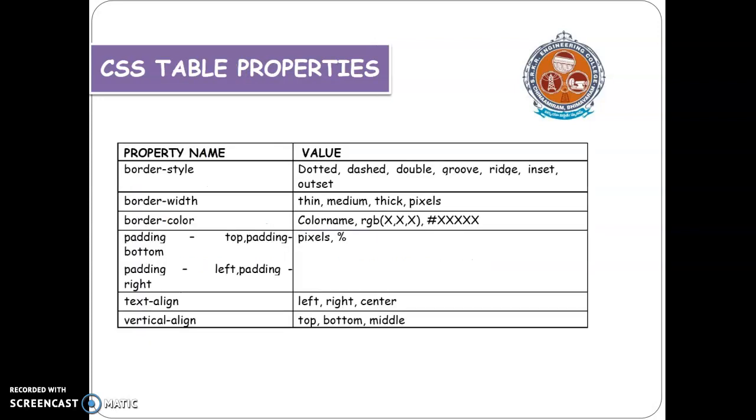Table properties. In table properties, I have border-style: dotted, dashed, double, groove, ridge, inset, outset. Border-width: thin, medium, thick, and also we are giving the size in pixels. Border-color: we directly give the color name, or sometimes we give hexadecimal. And padding-top, padding-bottom, also we are giving in pixels. Text alignment: left, right, center. Vertical alignment: top, bottom, middle.